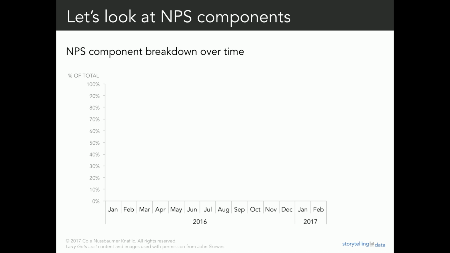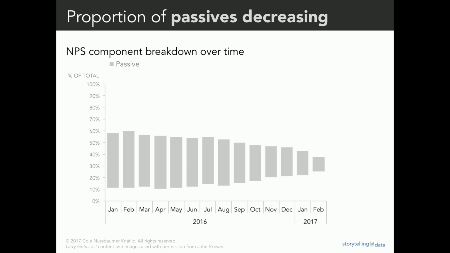I'm going to build this up for you piece by piece. So here on our y-axis, we have percent of total. On our x-axis is time. Start out with the passives. So see, this group is shrinking over time when it comes to what proportion our passives make up of our total customers, those providing feedback.